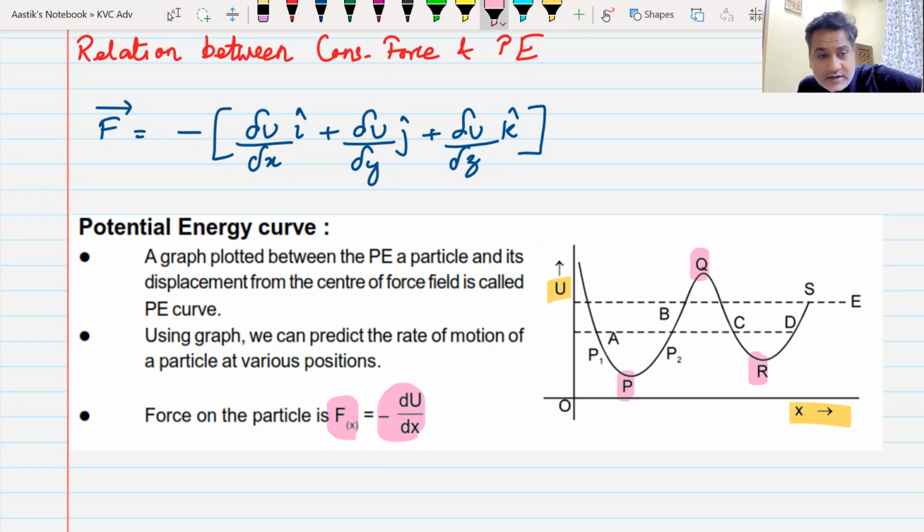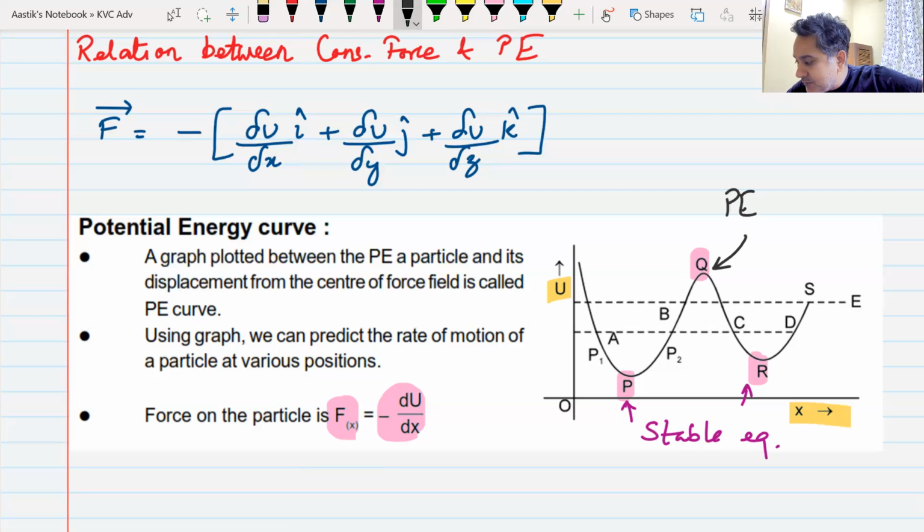Now at points P and R, we have minimum potential energy. Do we understand this? Yes, sir. At points P and R we have minimum potential energy, and these are the points of stable equilibrium. Have you heard about stable equilibrium? These are the points of stable equilibrium. At point Q, we have maximum potential energy, and this is the point of unstable equilibrium. Do we understand this? Yes, sir. So these are the things that you must remember.